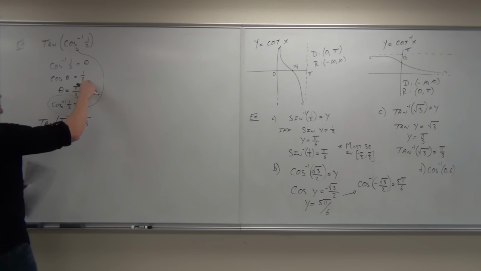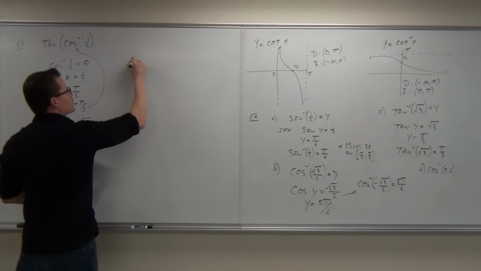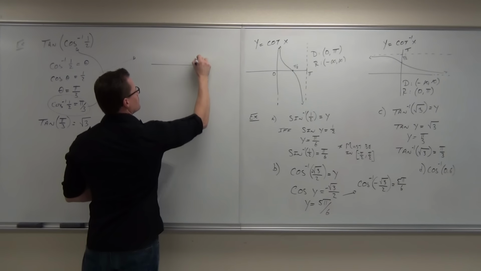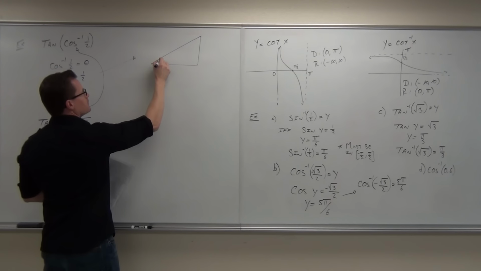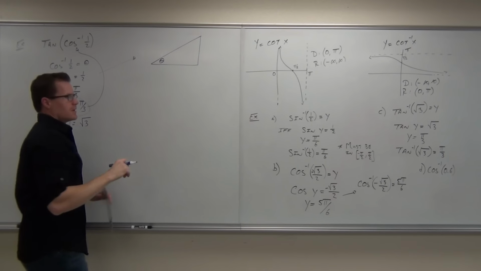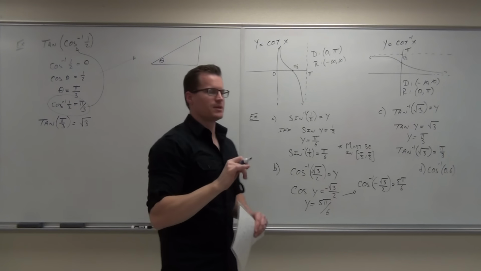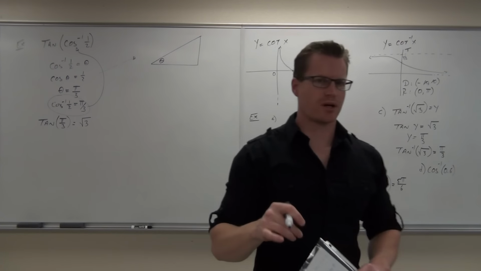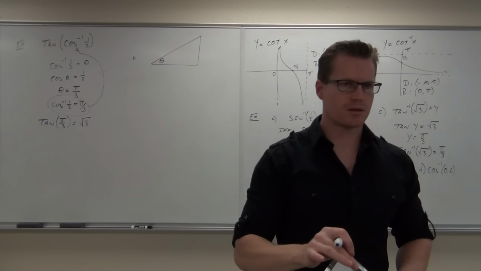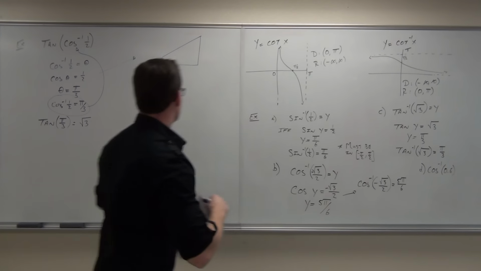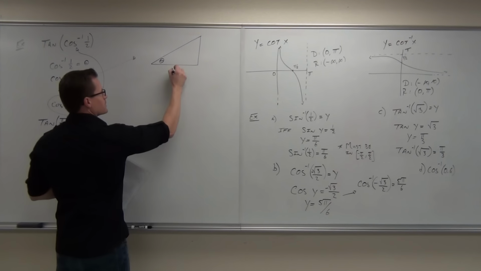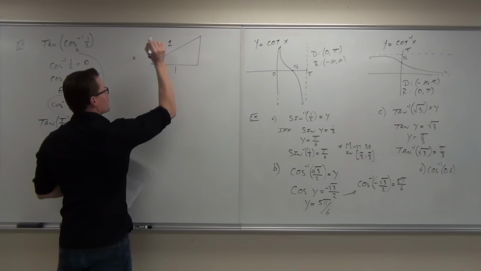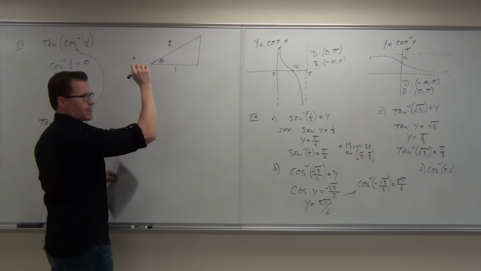From right here, let's consider cosine theta equals 1/2. Draw yourself a triangle that has the relationship of cosine theta. So here's our theta. If cosine theta equals 1/2, please tell me the side relationship of a right triangle for cosine. It is what over what? Very good. Adjacent over hypotenuse. We okay with that one?